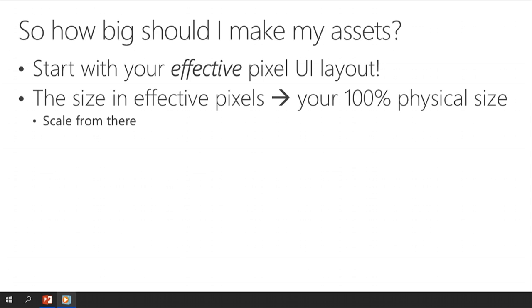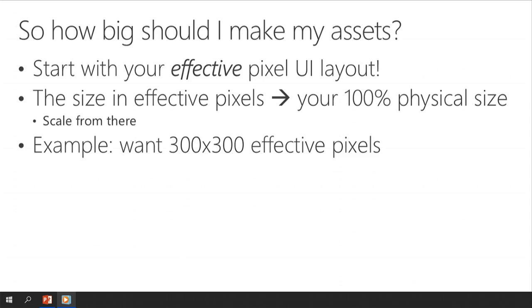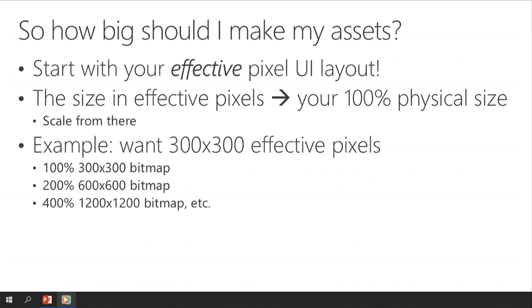So if you wanted to have a 300 by 300 effective pixel icon or a picture of some kind, then that's your 100% size. And your 200% size is going to be double that, and your 400% size quadruple that. So the math is very easy, nothing hard to worry about. You don't need to know what the actual sizes are going to be at runtime. You just need to know, I want it to be 300 by 300 effective pixels, and then these are the sizes you need to author.